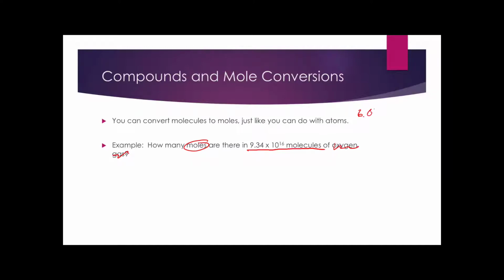So that's 6.02 times 10 to the 23rd molecules per mole. And that's for every 1 mole. Unfortunately, there's no abbreviation for molecules. So when we're solving this, we're going to start with what we're given. So we have 9.34 times 10 to the 16 molecules. And we're solving for moles. So I'm going to put 1 mole on top.